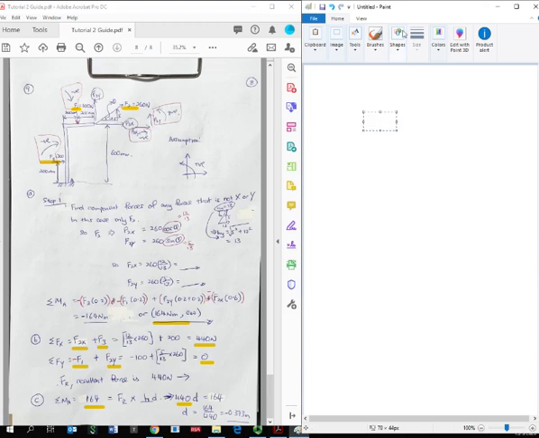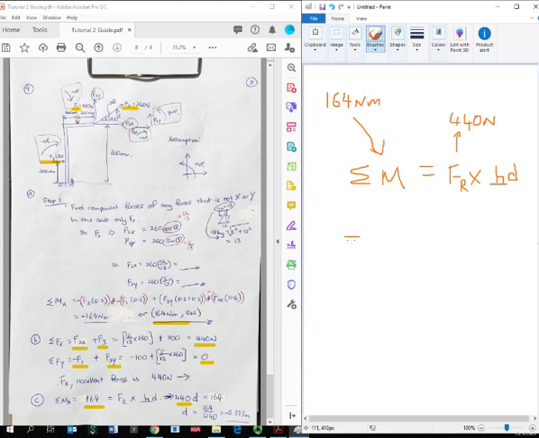Because why? Because moment equals resultant force multiplied by the perpendicular distance, right? So this is 440. Total moment you already found out to be 164 Newton meter. So from here you can find your perpendicular distance away.